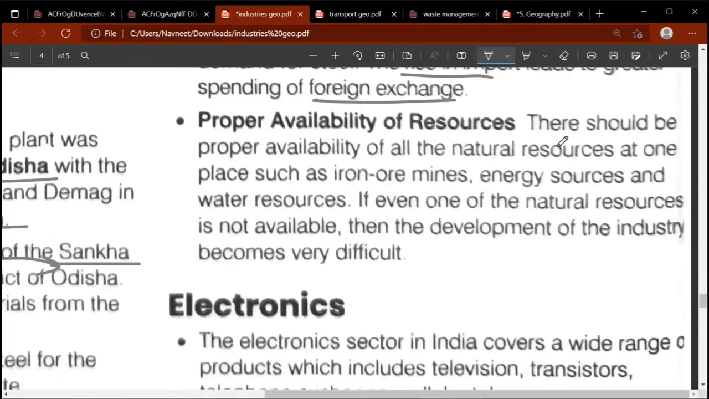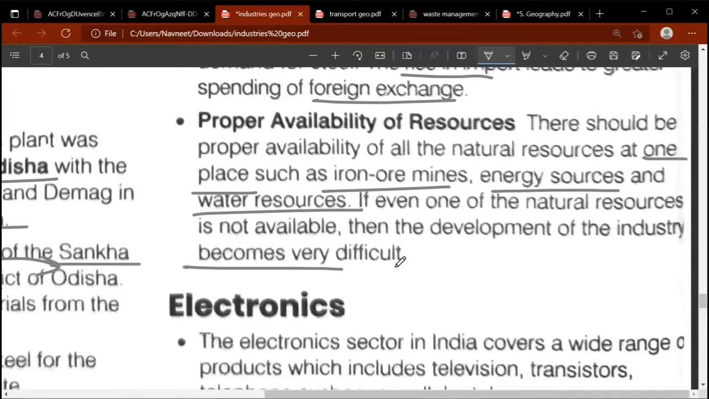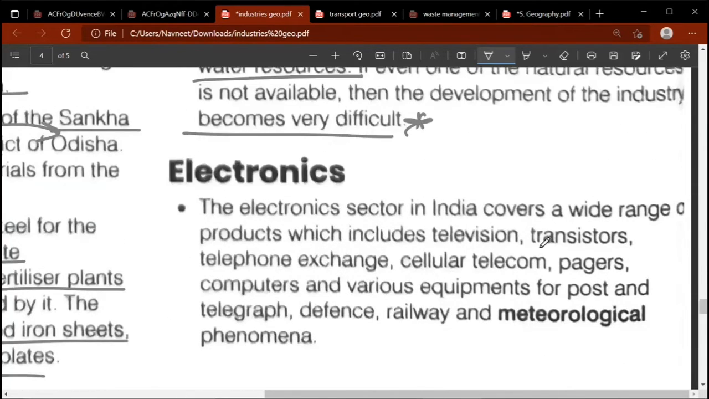Proper availability of resources. There should be a proper availability of all the natural resources at one place, such as iron ore mines, energy sources, and water resources. Even if one of the natural resources is not available, then the development of the industry becomes very difficult. Okay, let's move on to other industries.